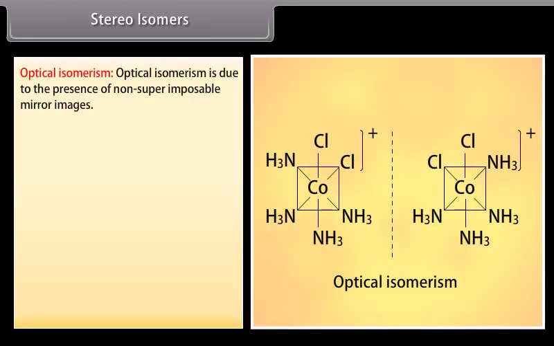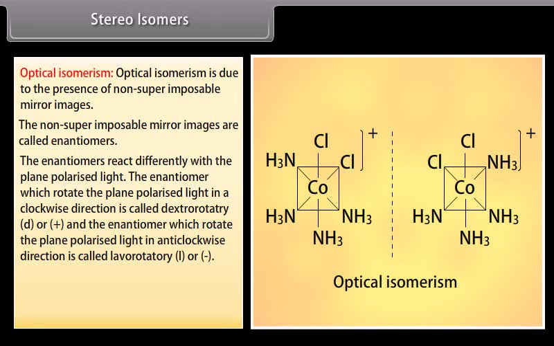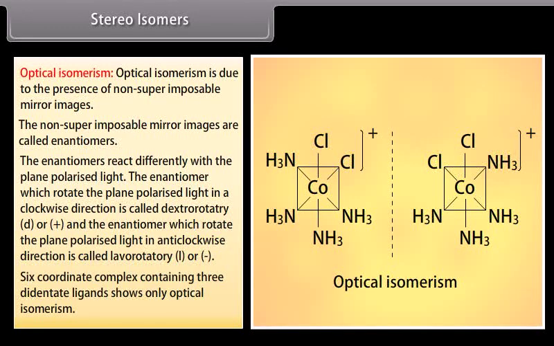Optical isomerism. Optical isomerism is due to the presence of non-superimposable mirror images. The non-superimposable mirror images are called enantiomers. The enantiomers react differently with the plane polarized light. The enantiomer which rotates the plane polarized light in a clockwise direction is called dextrorotatory, and the enantiomer which rotates the plane polarized light in anti-clockwise direction is called levorotatory. A 6 coordinate complex containing 3 didentate ligands shows only optical isomerism.